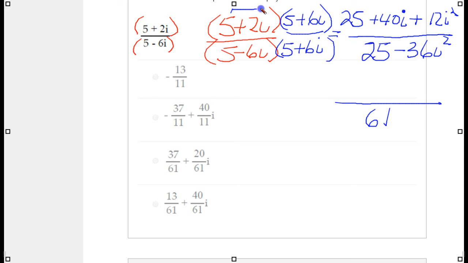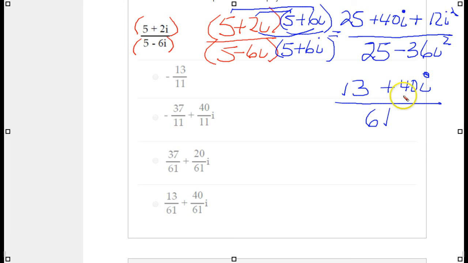Now when I FOIL the top, I got a 25. My outers are a 30i, my inners a 10i. That gave me a 40i. And my last gave me a positive 12i squared, which is a negative 12, since i squared is a negative 1. So this is going to give me a 13 here when I add these two together, plus 40i.